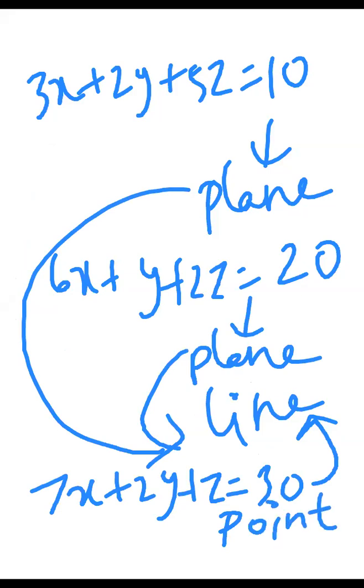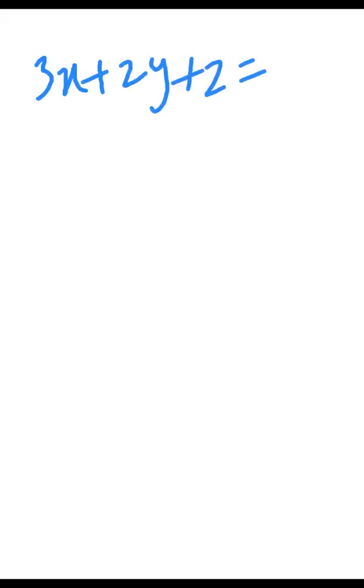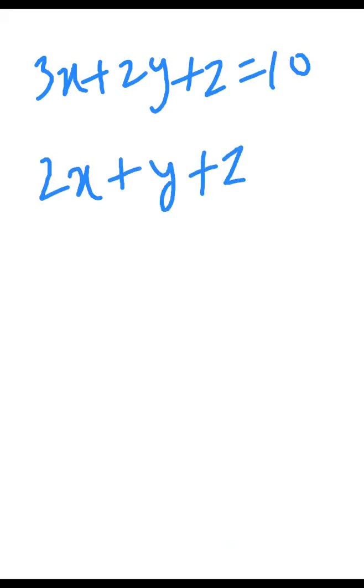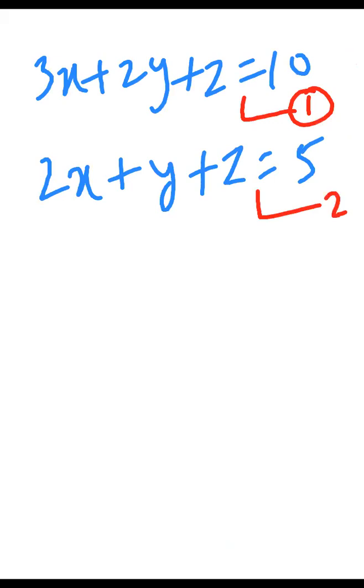So that was the last class part. Now we'll extend our discussion to a new concept. Say I have two equations: 3x plus 2y plus z equal to 10, and another equation 2x plus y plus z equal to 5. This is equation number 1, and this is equation number 2.